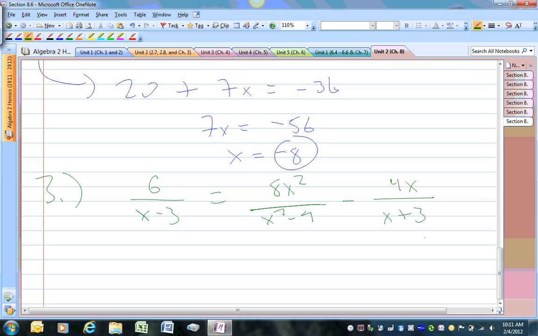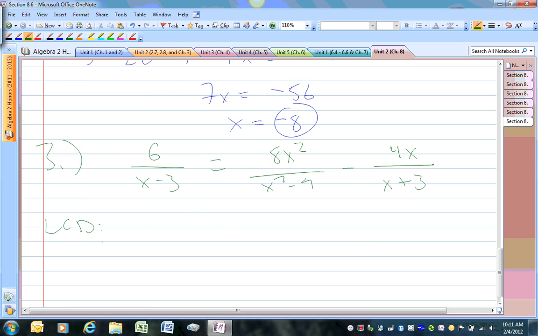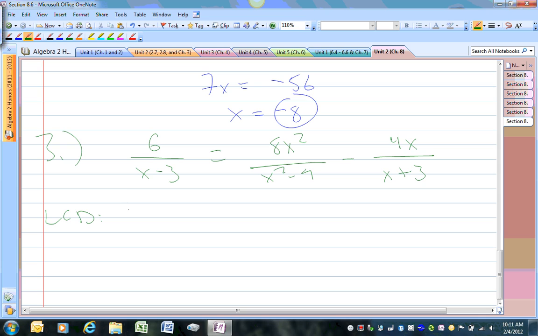Okay, so the LCD for everything, because that's what I said, find the LCD for everything, is actually just going to be this. That's why we did this work on Friday of adding, subtracting fractions. Because if you think about it, x squared minus 9 is really just that.